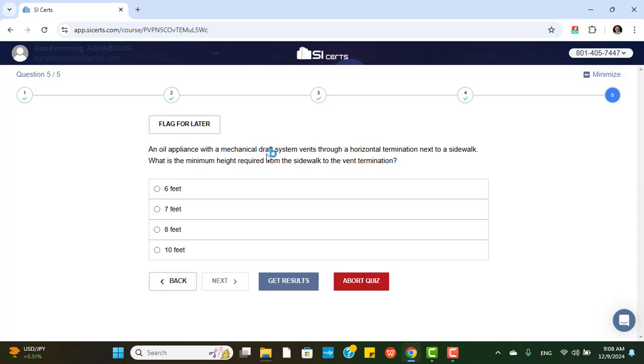An oil appliance with a mechanical draft system vents through a horizontal termination next to a sidewalk. What is the minimum height required from the sidewalk to the vent termination? Only 6 feet. Let's get results.